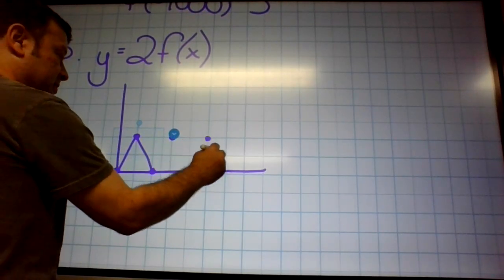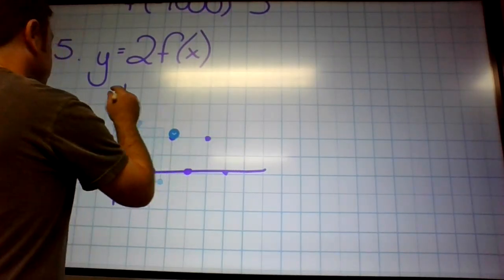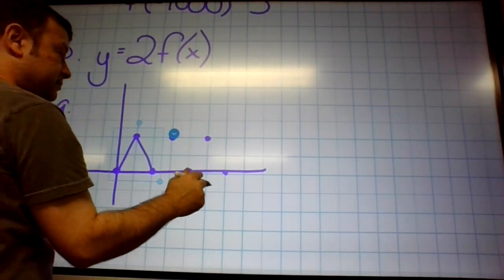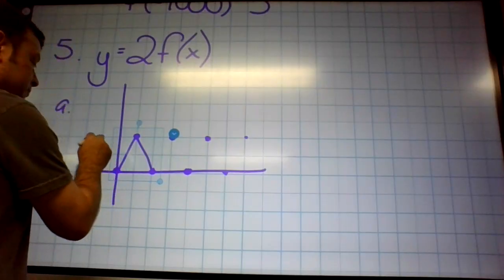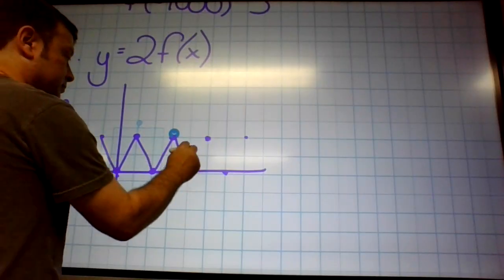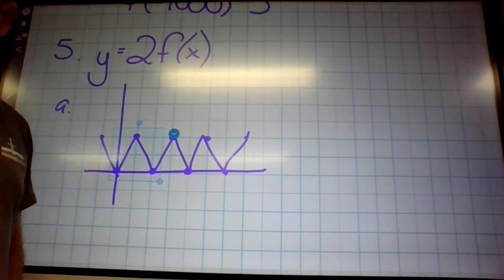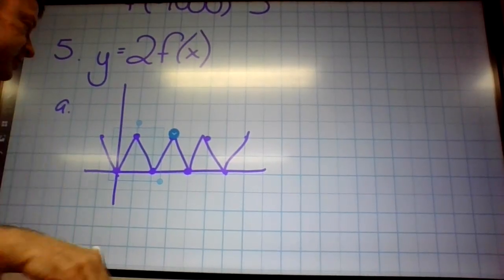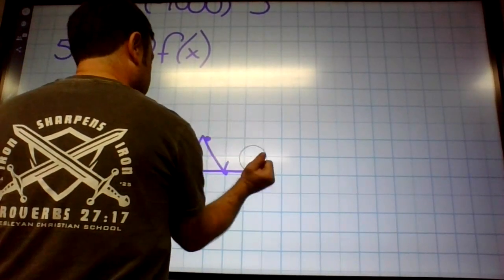So 0 times 2 is still 0, but 1 times 2 is 2. So we're drawing this? Yeah. This is A. I don't know, how far did they go? They just made 2 hills, 2.5. I guess they went too far.